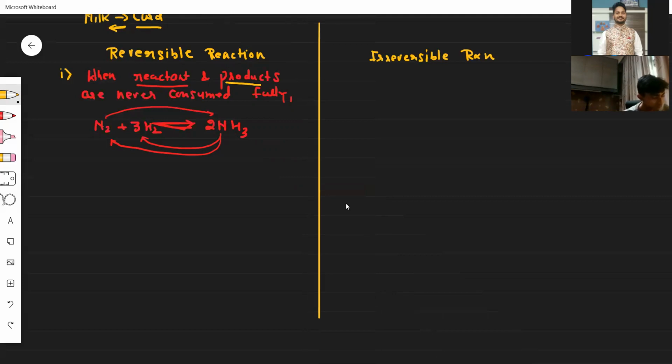Now, from your understanding of irreversible, is it unidirectional or bidirectional? Reversible goes in both directions. Irreversible goes in one direction only. So I can say that it is unidirectional in nature. It goes only in the forward direction. Example that is very important.